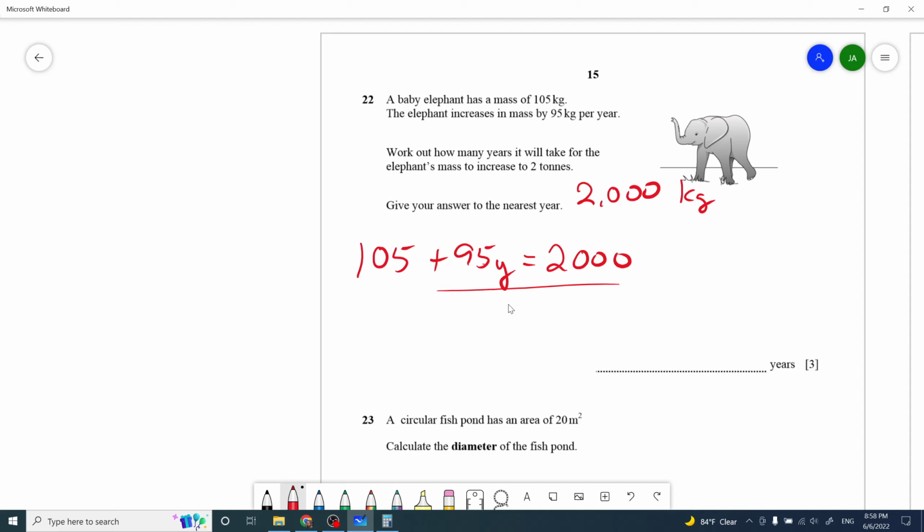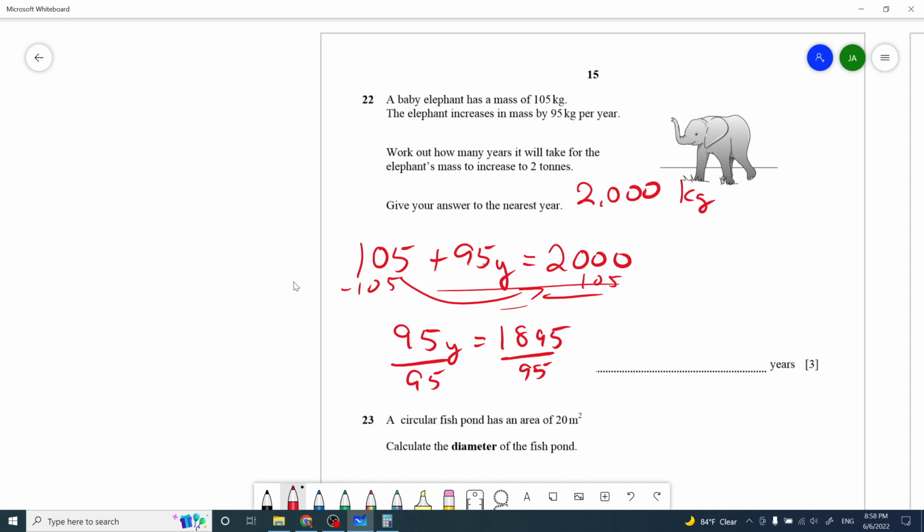So we can move our 105 to the other side, right? We can subtract 105. So this is going to give us 95y equals 1,895. Then we just divide by 95.